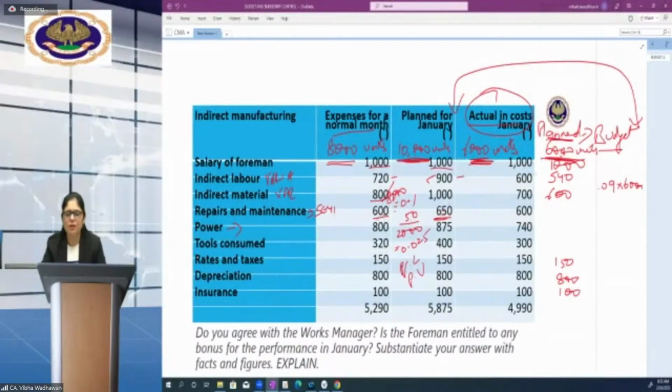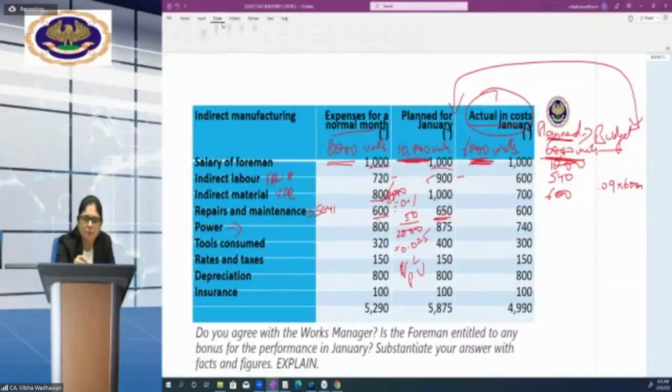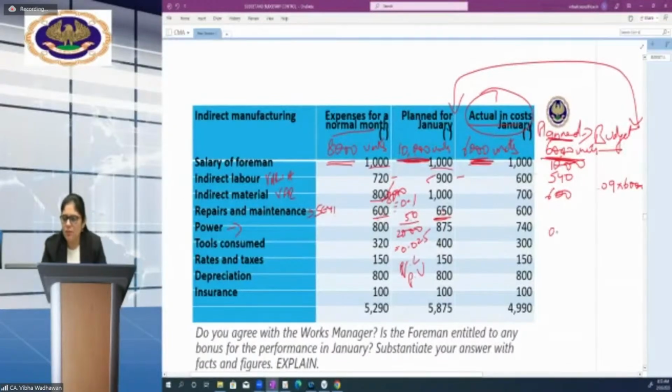Now, this is the variable cost per unit you have found out, 0.025. Clear? I hope I'm making you able to understand. So 0.025 is basically the variable cost. How do you split? 0.025 into 8,000, 200 should be the variable. The total cost is 600. Out of 600, 200 is variable cost and 400 must be the fixed cost for repair and maintenance.